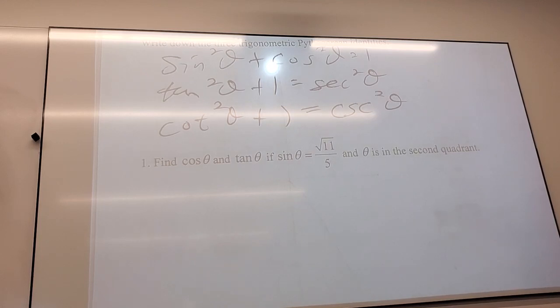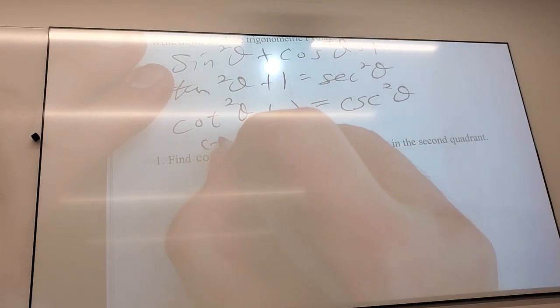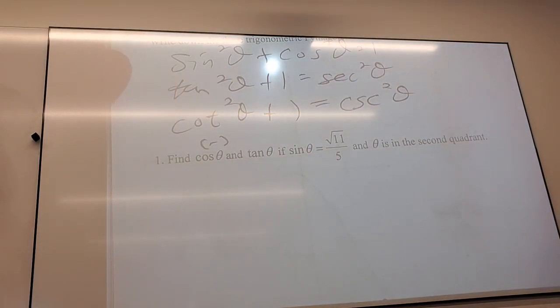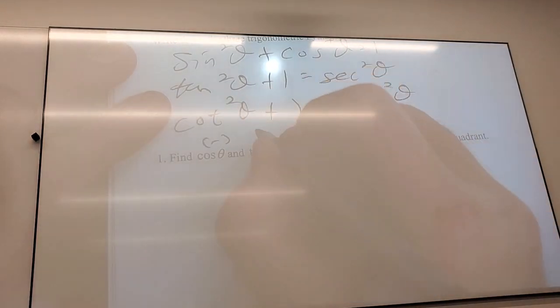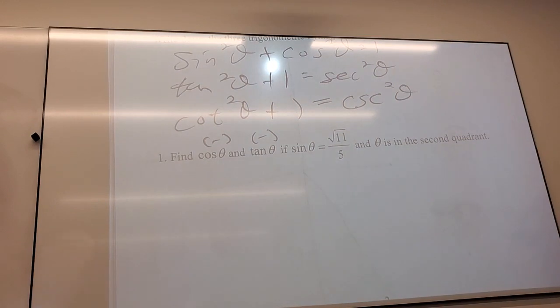We already know where the negative y's and x's are. If you know sine likes y, sine is positive whenever y is positive. Cosine's positive whenever x is positive. So I already know cosine is going to be negative. What about tangent? Well, it's sine over cosine, y over x. Sine's positive, cosine's negative, tangent's going to be negative. Just keep that in mind.